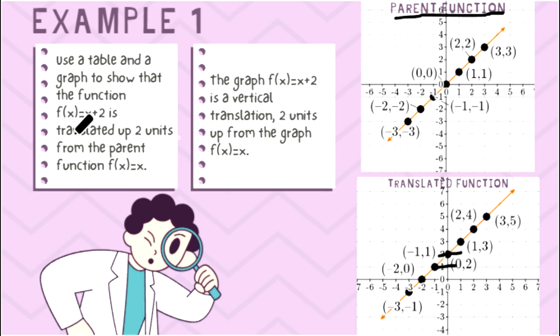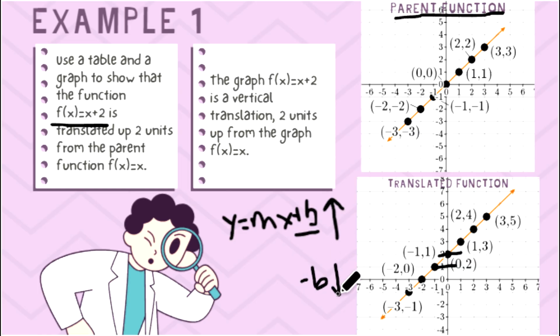Okay. So this is proof that when you have a formula like this, which is really the standard formula of y equals mx plus b, this plus or minus b is all we're looking at today, and that determines if it moves up on the y-axis. Y minus b means it would move down that number on the y-axis.